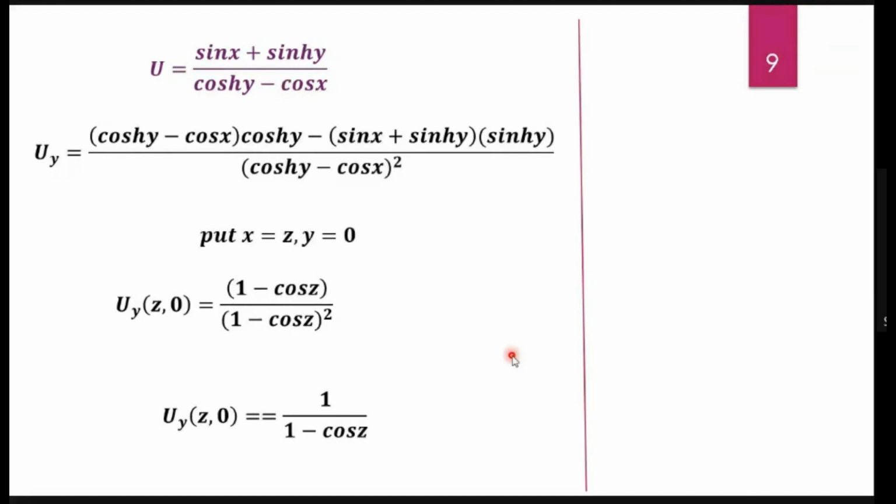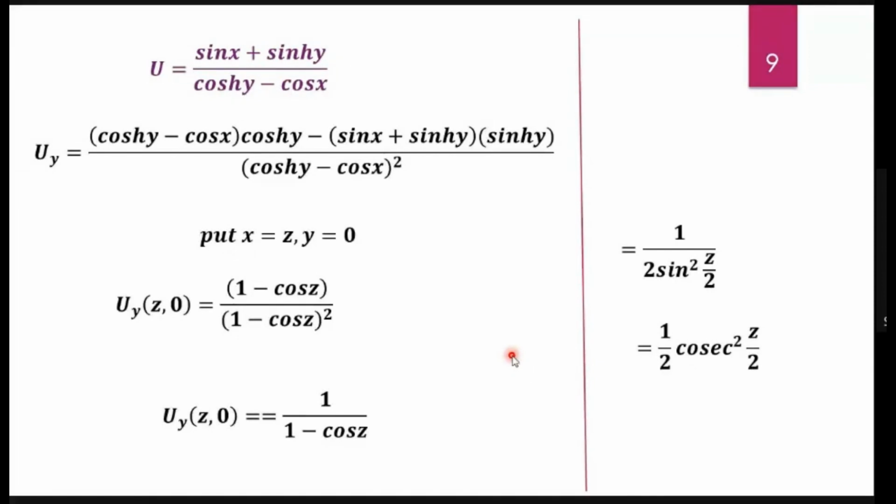So 1 minus cos z, as in the previous step, previous ux, we can simplify that to 2 sin square z by 2. Again 1 by 2 sin square z by 2 will become 1 by 2 cosec square z by 2. Cosec square z by 2, yes. So ux was minus half cosec square z by 2 and uy we have got half cosec square z by 2.